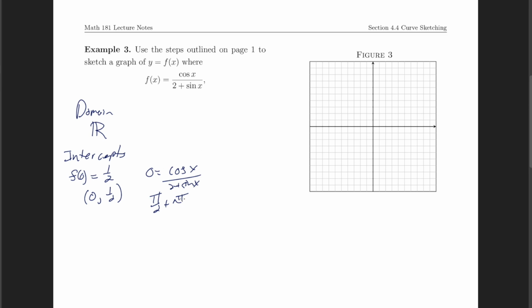All right, since we have an even function on top and an odd function down below, this becomes neither even or odd. It just doesn't work out that way. And so for symmetry we won't have any, it won't be even or odd, but it is periodic, right?